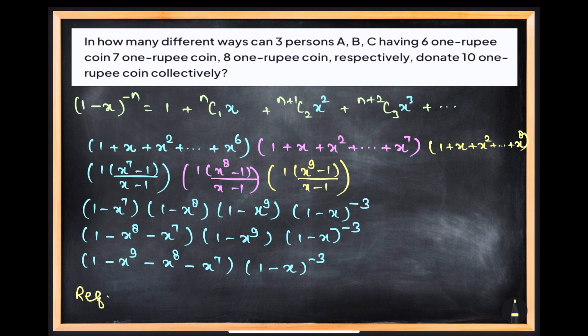So the required number. The idea was to donate 10 rupees, so we will focus on the coefficient of x power 10. Suppose that I want to organize a fight. These are two teams, team A and team B. From team A, one wishes to fight. He will fight with the person who has power of x as 10. So we will have C 10.